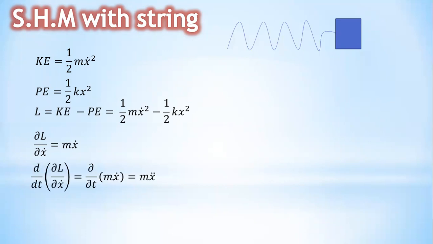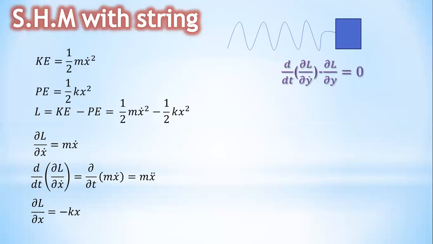Okay, now in order to apply the Euler-Lagrange principle, we should find each term in its equation separately. So the partial derivative of Lagrange with respect to x dot is m x dot. The total derivative of m x dot with respect to time is m x double dot. The partial derivative of Lagrange with respect to x is minus kx. Now, substitute each needed term in the Euler-Lagrange equation.